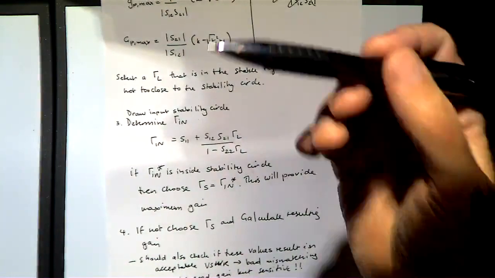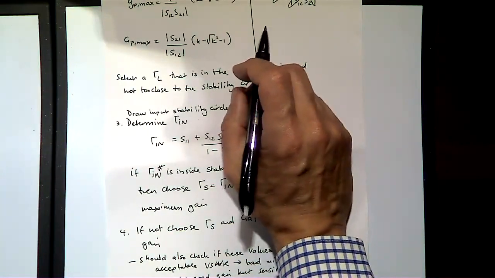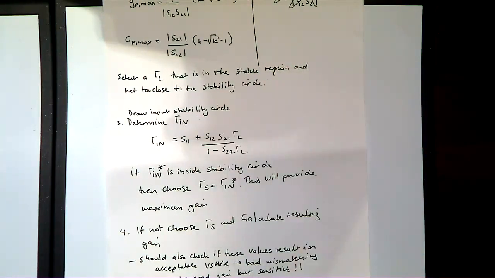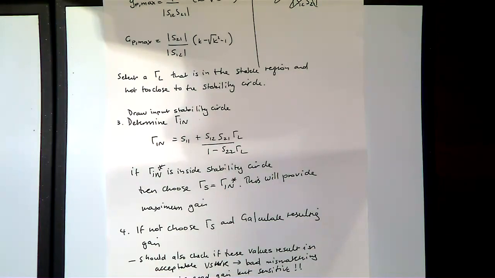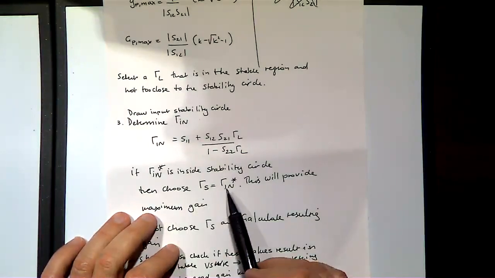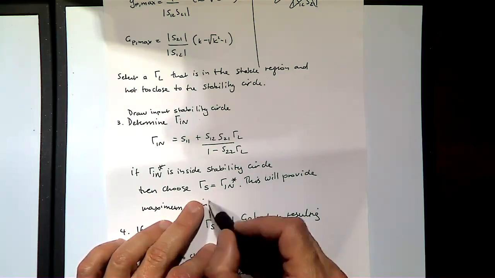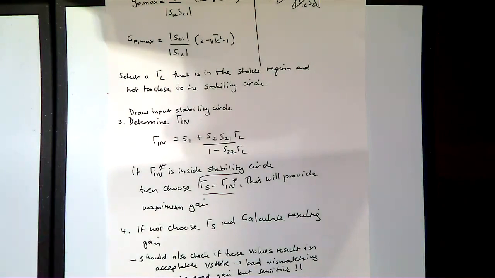So what you do is you determine gamma L. Once you've chosen gamma L, you can actually work out your input impedance, or input reflection coefficient, I should say. And likewise, in order to get maximum power transfer, you would choose the source reflection coefficient to be the conjugate match to the input reflection coefficient, right? That's in order to get maximum power transfer, and of course, maximum gain, right?